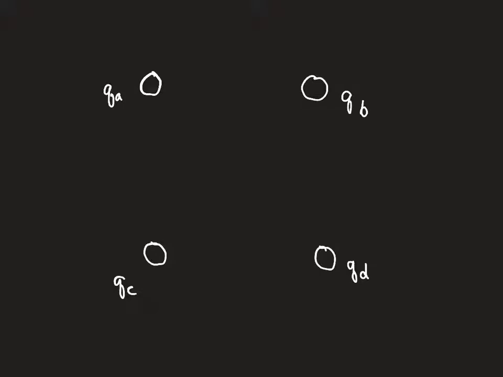They tell us QA and QB are both equal to each other, and they're both 7.5 microcoulombs. So this charge is 7.5 microcoulombs, and this one is 7.5 microcoulombs. And they also tell us the QC and QD are equal to each other, and those are both negative 7.5 microcoulombs.